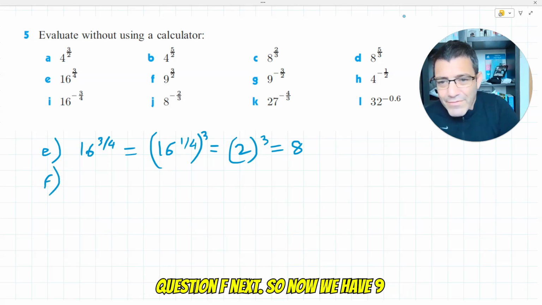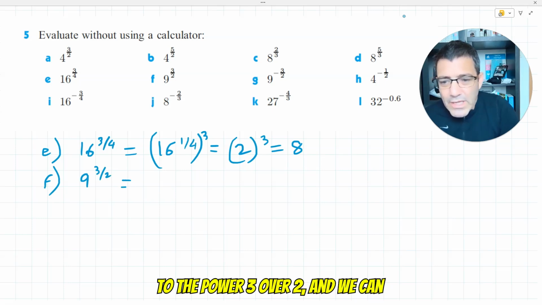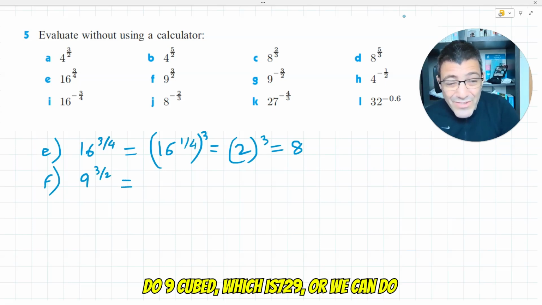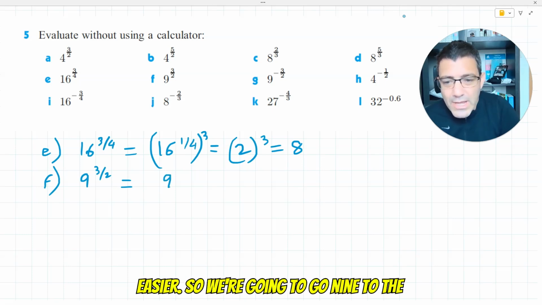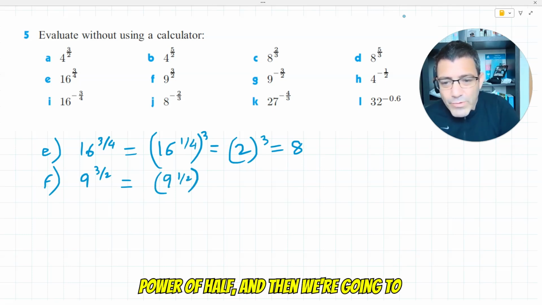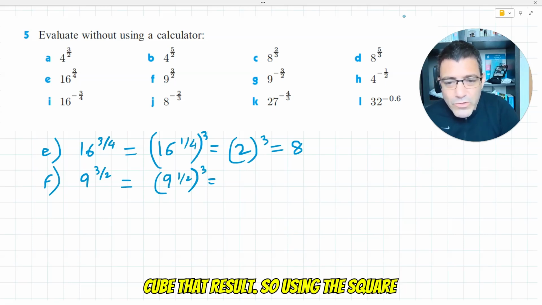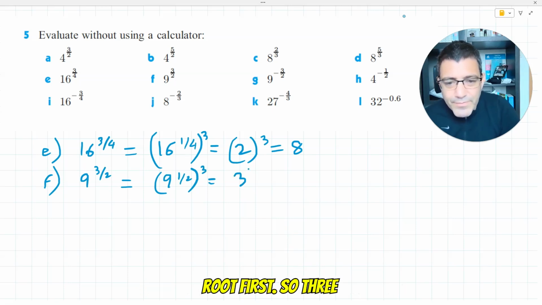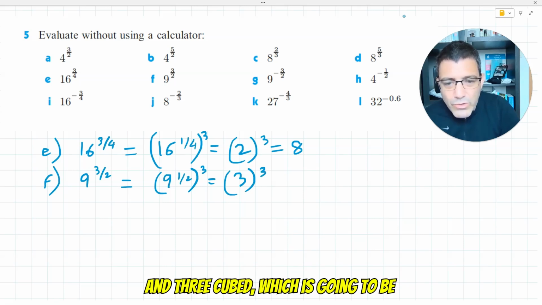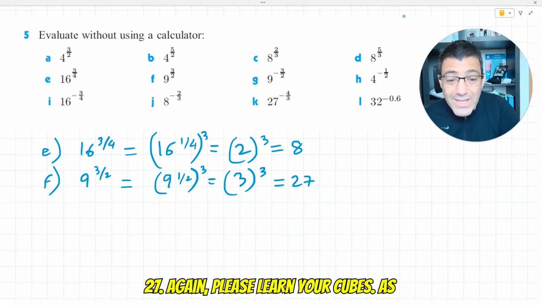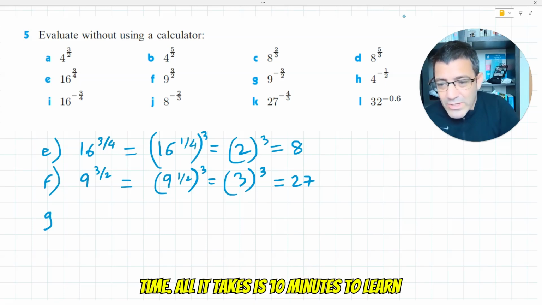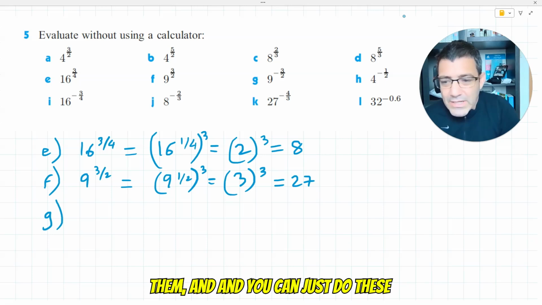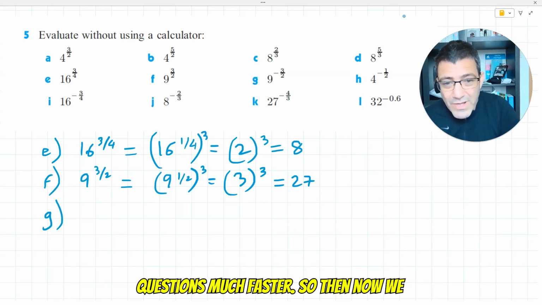Let's try question F next. So now we have 9 to the power 3 over 2. And we can do 9 cubed, which is 729, or we can do the square root of 9, which is a lot easier. So we're going to go 9 to the power 1/2, and then we're going to cube that result. So using the square root first, so 3 and 3 cubed, which is going to be 27. Again, please learn your cubes. As you can see, they're saving you a ton of time. All it takes is 10 minutes to learn them, and you can just do these questions much faster.